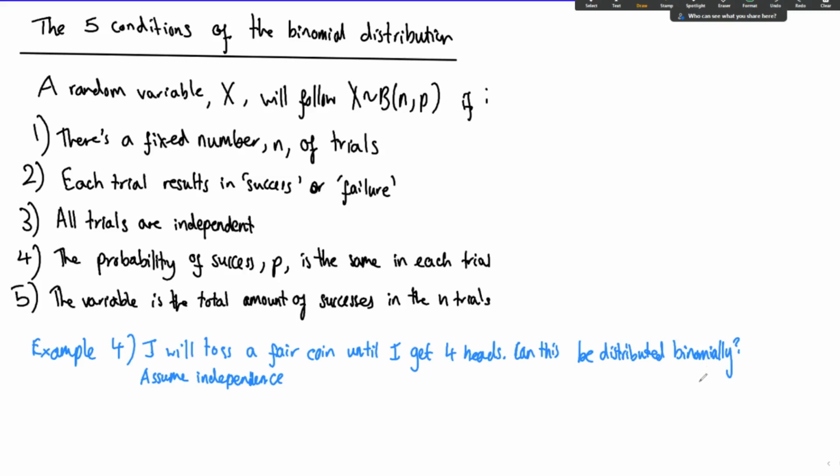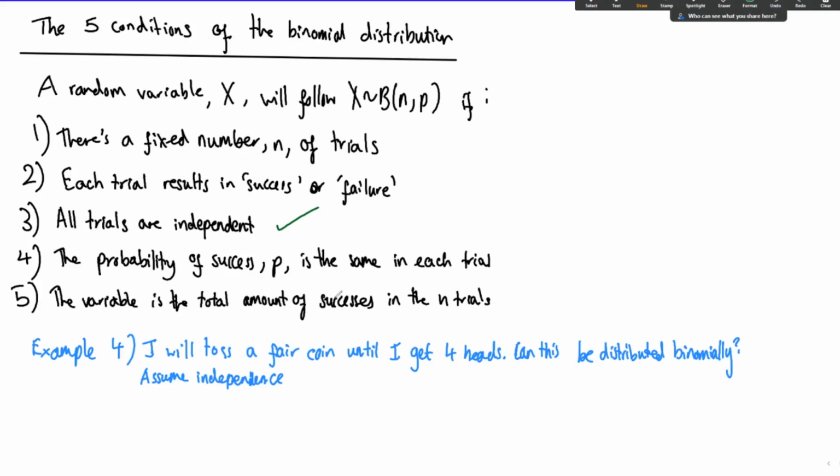We're just asking whether this can be distributed binomially. We're not being asked to calculate anything, for example. It also says assume independence, and a lot of questions will tell you if trials are independent. So we can tick this one off, because it tells us that the trials are independent. Okay, so let's look at some of the other ones.